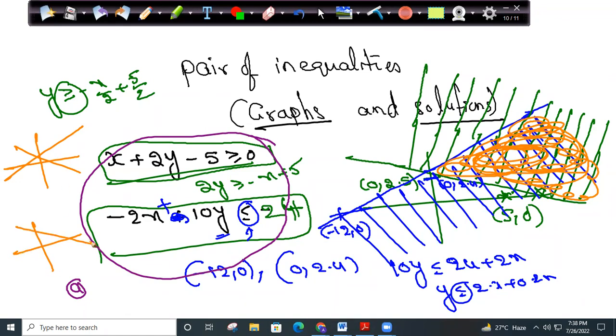So this part is my solution. Where you can see both the regions intersecting or matching is called the solution. Most important, you can get a question on this too. You should know how to draw graphs of inequalities. Then you need to identify where both of them have a common part. The place where they have a common part is said to be the solution.